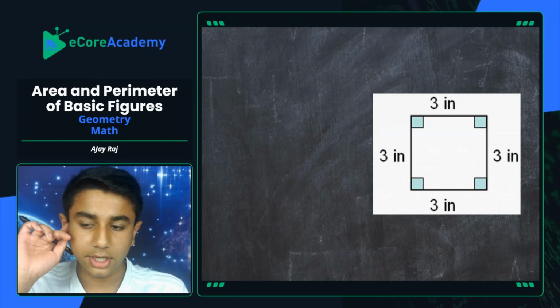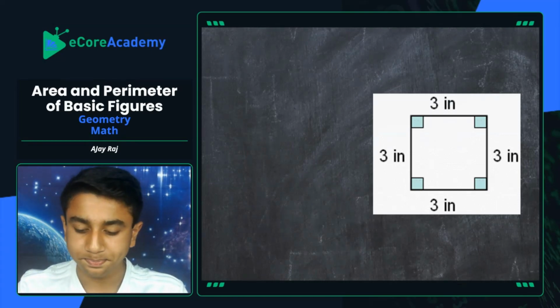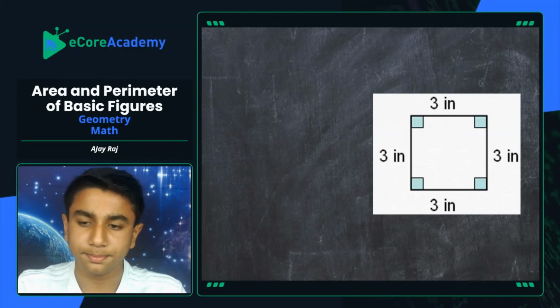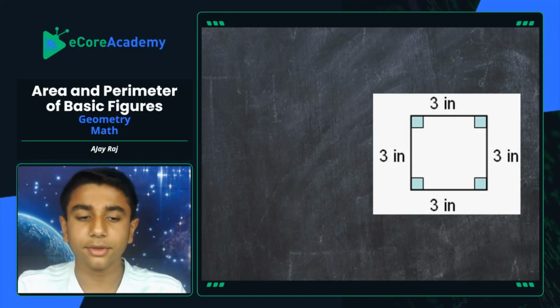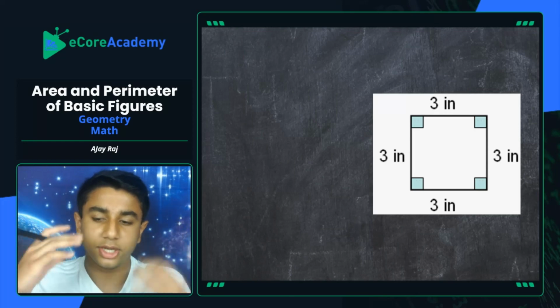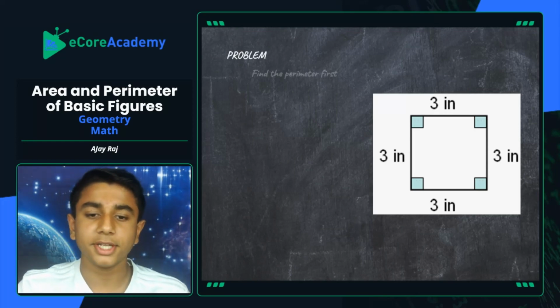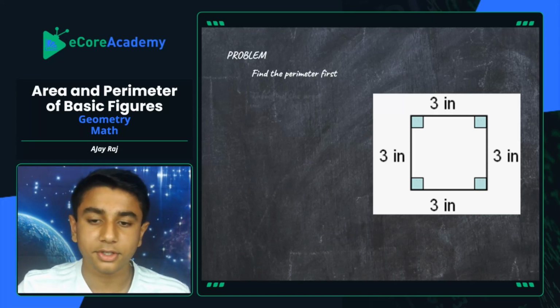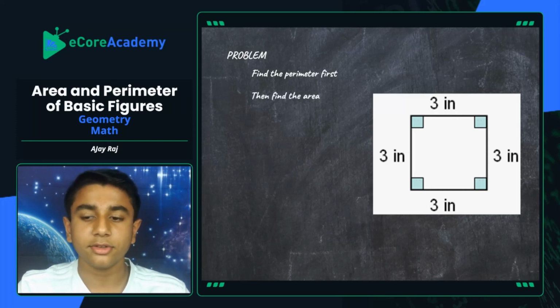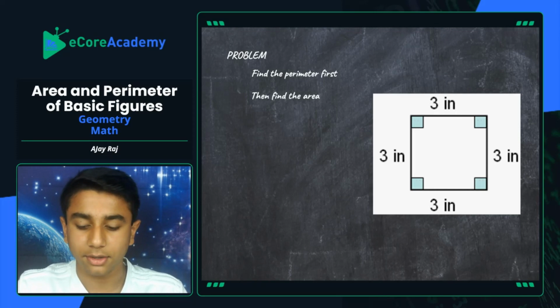So we have first here a square. The reason I didn't show a rectangle in this process is because a square is a specific type of rectangle and it represents both. It has the same exact area and perimeter equations. Our problem for today is to find the perimeter of the square first and then the area. Notice the square is also a rectangle, so it's the same as finding the area of this rectangle.